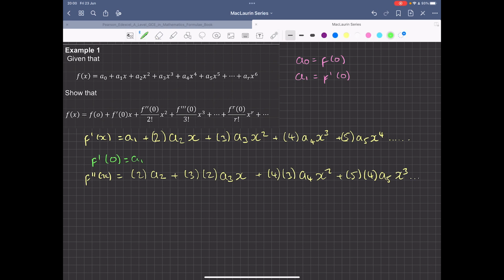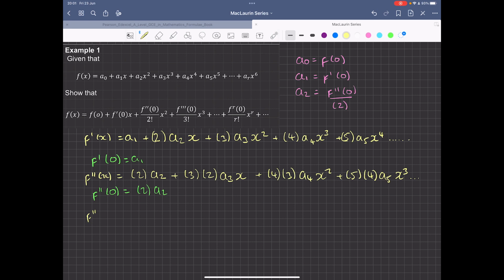And again, to work out a2, we'll substitute in x equals 0. So you've got 2a2, and the rest of the terms will cancel to make 0. So now we can say a2 will be the second derivative of 0 divided by 2. So now we'll work out a3. And to get rid of the x again, we'll find the next derivative.